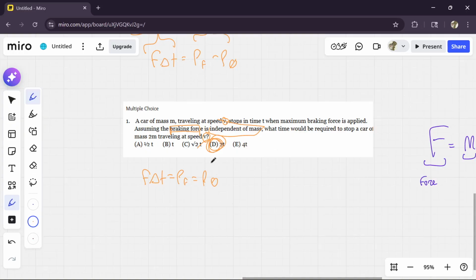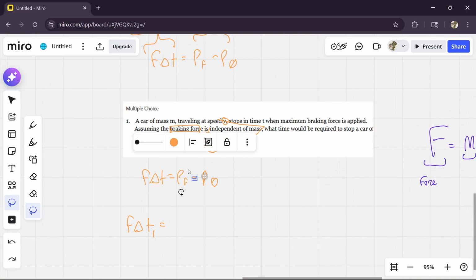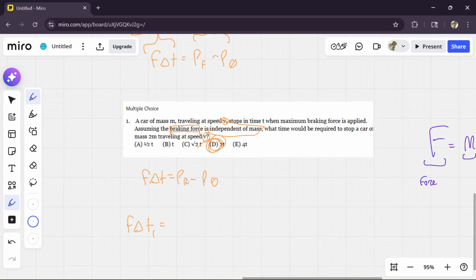Essentially, all we're doing for this equation is comparing the formula that we get for M to this formula for 2M, sorry. So to rewrite this formula, we don't know the force, but I'm going to put F for force times the change in time, and I'm going to put time 1 to refer to the time that the first car takes to stop. And this impulse should not be equal to each other. It should be P final minus P initial, not equals, my bad. F times the change in time is equal to the final.